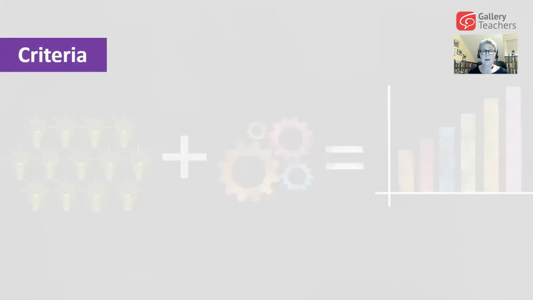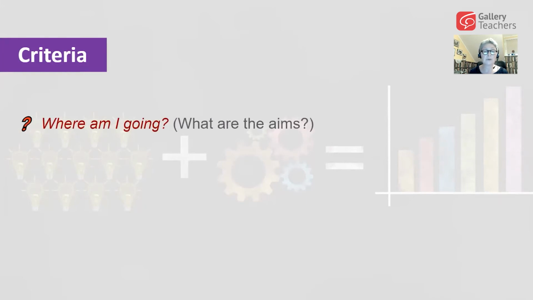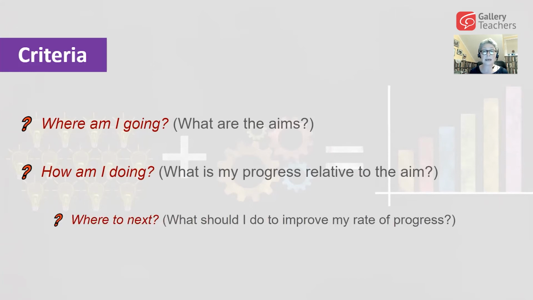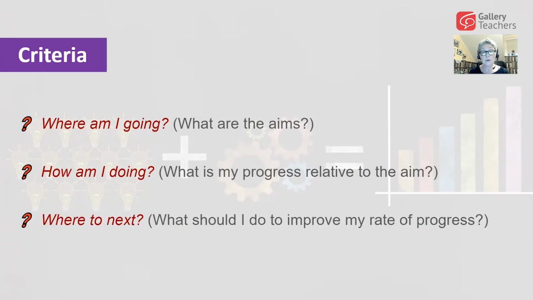And again, make sure that what you comment on relates to the aim of the activity or the task, that it includes a very clear indication of what the student's progress relative to the aim is, and what exactly they need to do in order to progress or to progress faster.